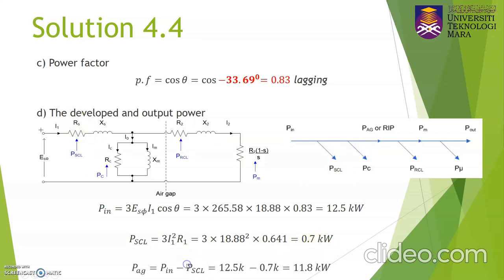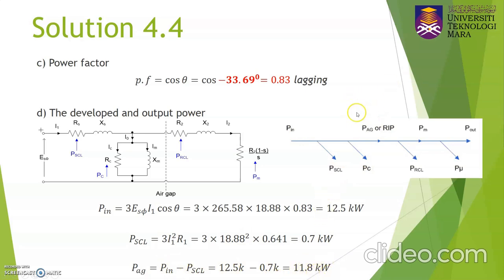So, the core loss is not given in the question, so we can consider it as negligible. That's why the P air gap will be equal to P in minus the losses. The P air gap will be equal to P in minus these two losses. So P in minus P SCL, you get the P air gap equal to 11.8 kilowatt.